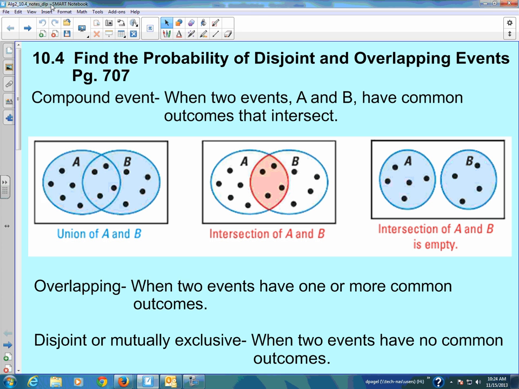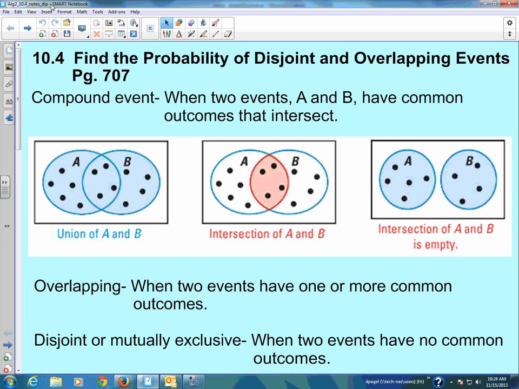Section 10.4, finding the probability of disjoint or overlapping events. So we introduced probability in the last section. Now we're going to take a look at what happens when you have what are called compound events. You've got two different events that are occurring, and sometimes what happens with those events is you may have some intersection of outcomes from each of those two given conditions, and we'll take a look at that here.